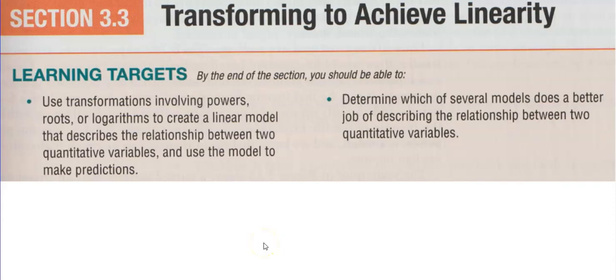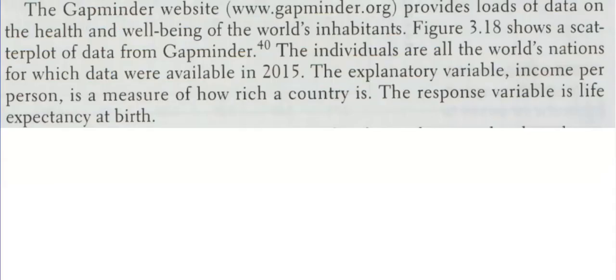Alrighty, so what we're going to do in this video there, statisticians, is we are going to take a nonlinear pattern, nonlinear form of our scatter plot, and we're going to transform it into a linear form. So one of the websites we use to gather our data is what we call Gapminder. And if you're interested, you can go to gapminder.org, and it's going to give us a lot of data.